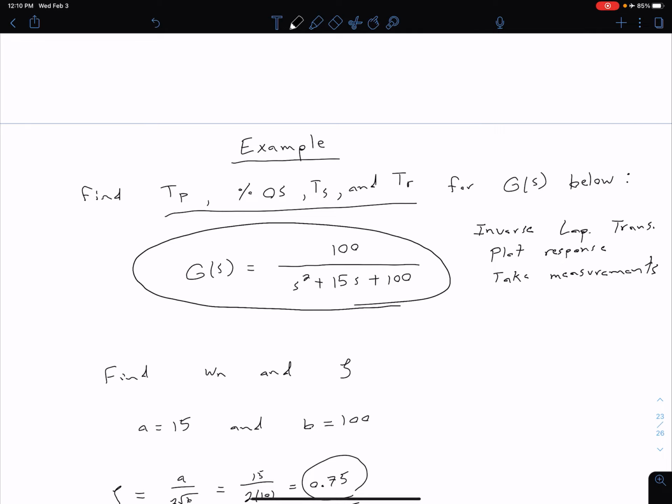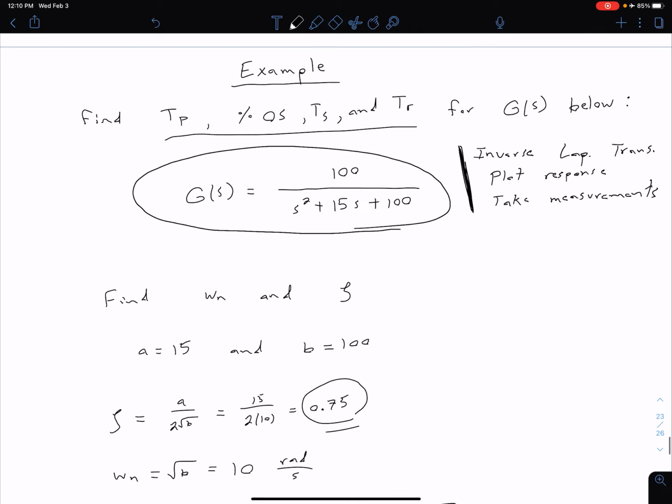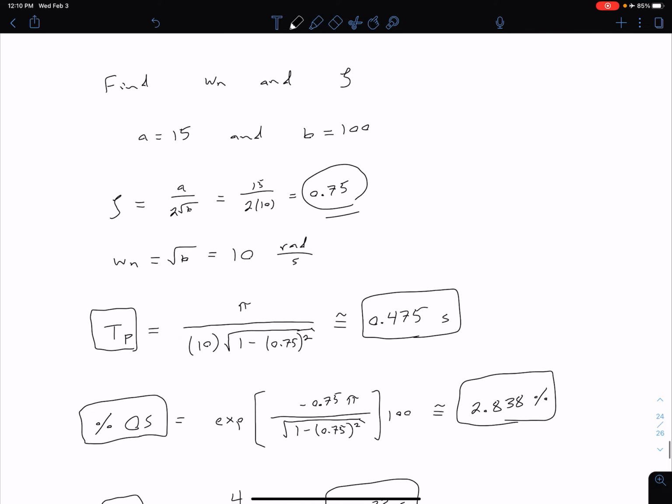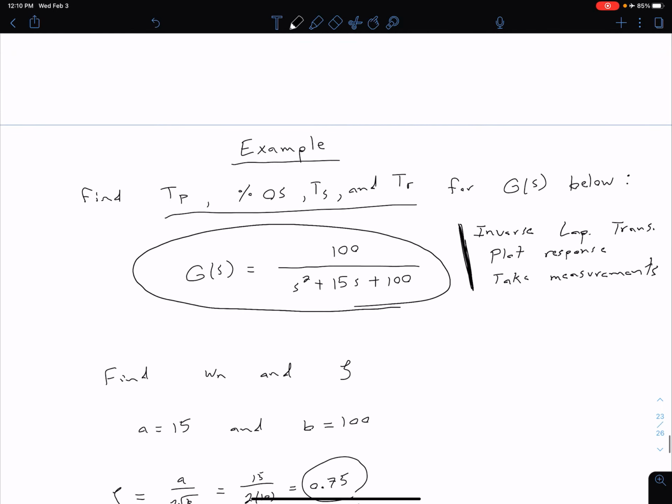Of course, this is a lot more work than what we did in this example, and so that again is just to highlight the benefit of having these equations and being able to solve these things directly from our transfer function in the frequency domain.